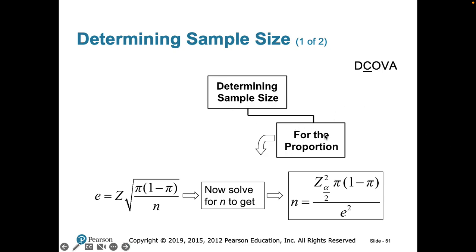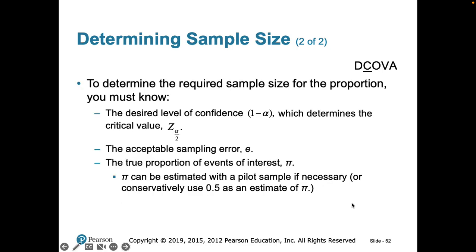Here is the formula for the proportion. You have C, and then you have the square root of pi times 1 minus pi divided by the sample size, and then again you solve for n, and it's going to be pretty much the same process.